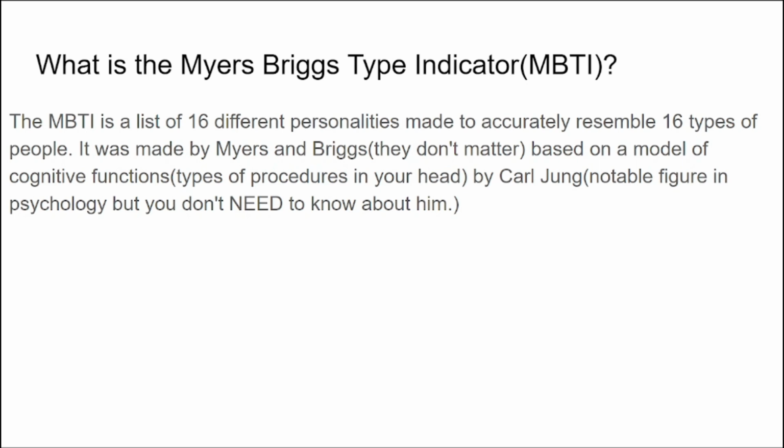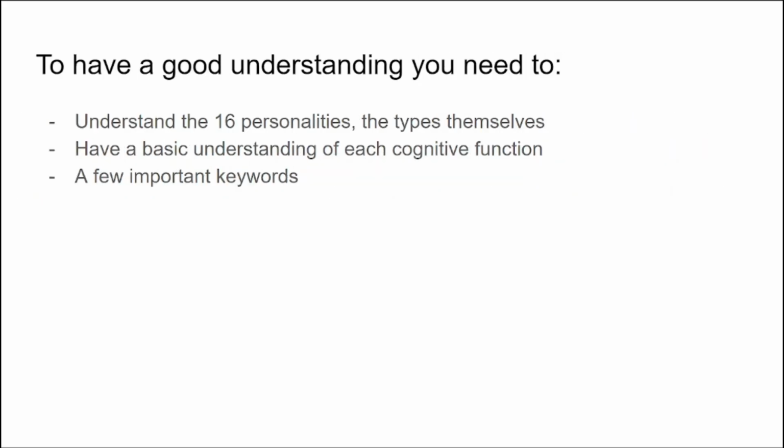What is the Myers-Briggs Type Indicator, MBTI? The MBTI is a list of 16 different personalities made to accurately resemble 16 types of people. It was made by Myers and Briggs, they don't matter, based on a model of cognitive functions, types of procedures in your head, like the different things you do. It's based on Carl Jung, a notable figure in psychology, but you don't need to know about him. Next slide.